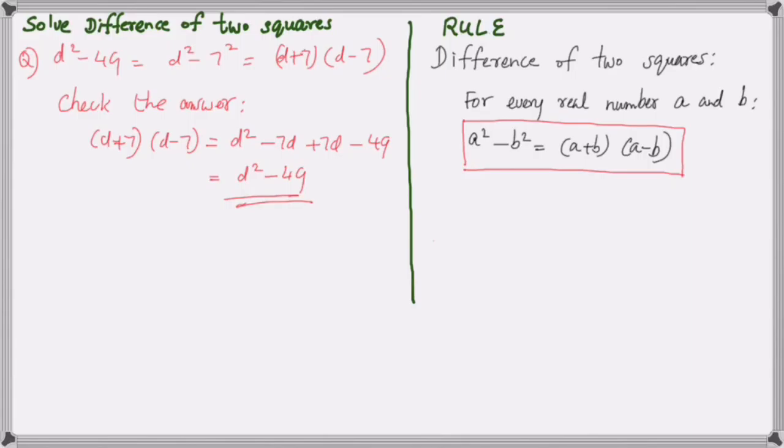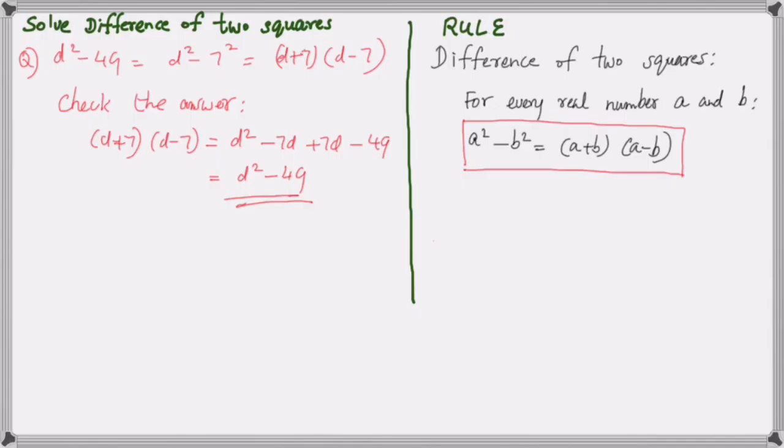Now, if you want to check the answer, let's do the math and check the answer. d plus 7 times d minus 7. So what is d times d? That's d square. Now d times 7 is 7d, negative 7d, right? And 7 times d is again 7d, positive 7d. And 7 times 7 is 49. And this is positive, this is negative, so that's negative 49.